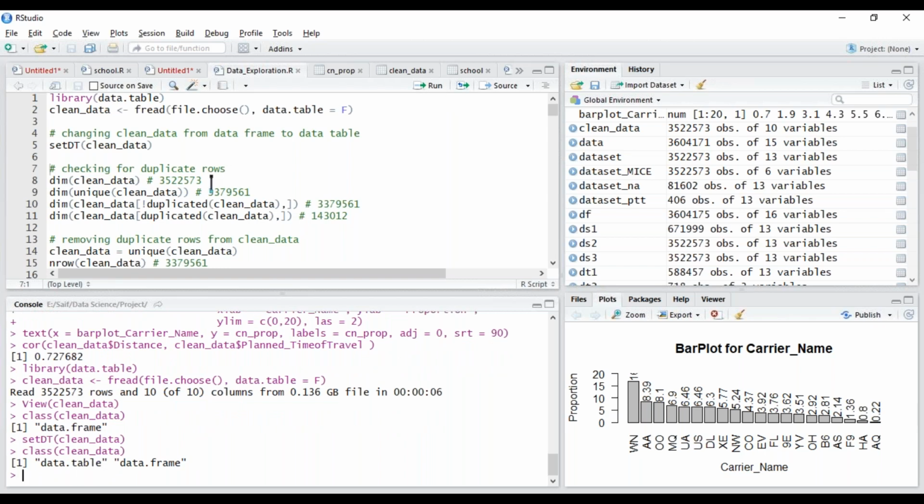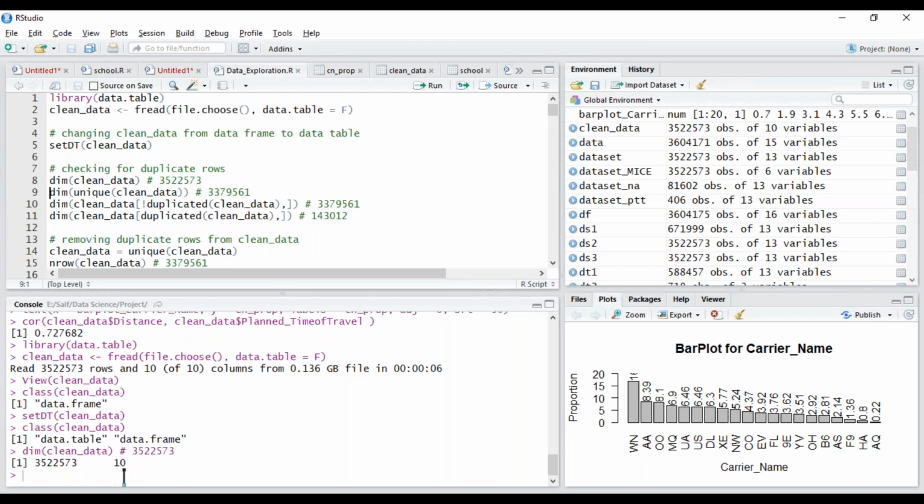Another thing you can do is check for redundant data in your data set. You may have exactly similar rows in your data. First, I'll try to find out the dimensions of the data. You have 10 features, columns, and 35,22,573 rows, observations, in your data set.